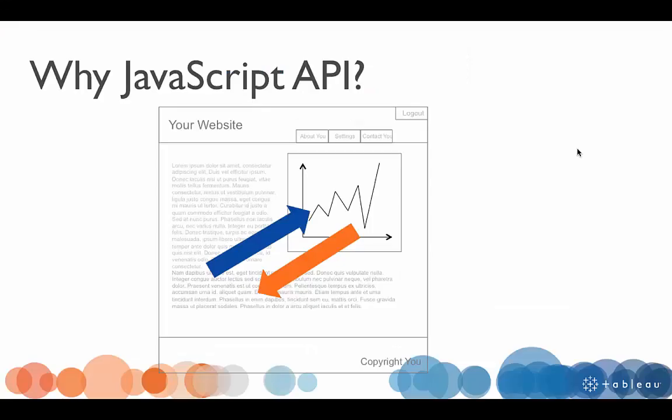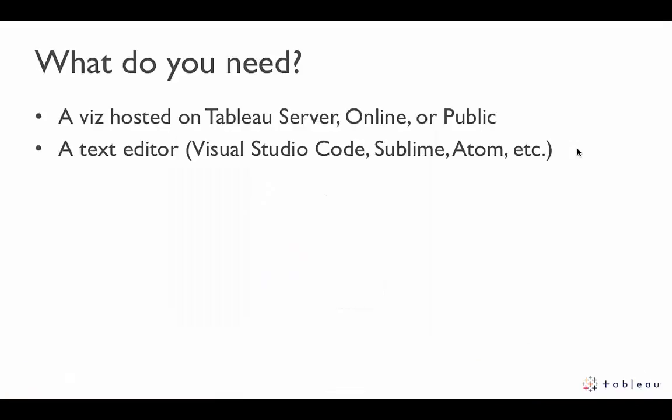So we've seen why people would use the JavaScript API and taken a look at a few examples. Let's talk about getting started with the JavaScript API. What do you need? Well, first of all, you need a Tableau visualization, of course. And this needs to live on Tableau server, online or public. You also will need a text editor of some sort.